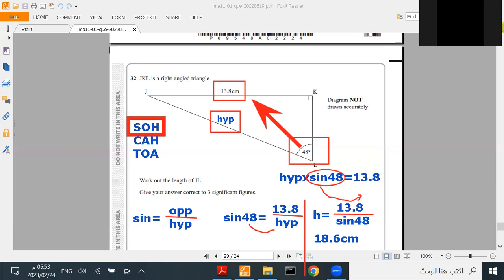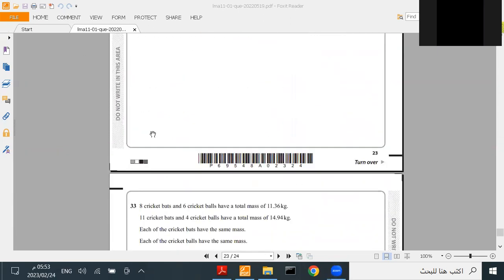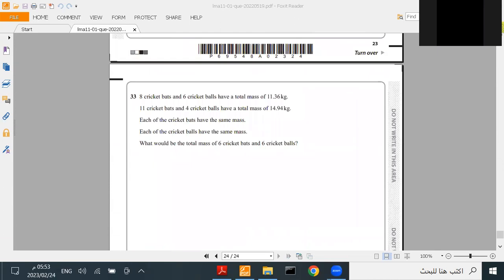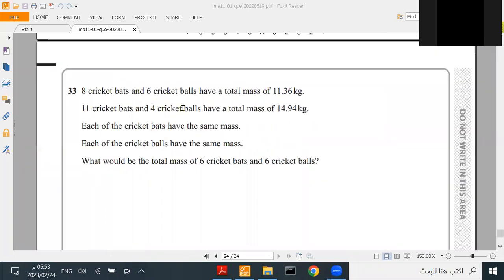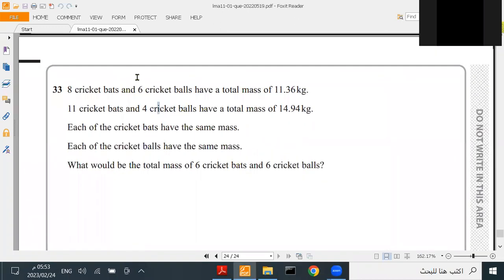Question 33. I think it's the last question here. Question 33 is the last one. It's a puzzle, so we have to focus here, okay? Now, question 33. Let's zoom in and read the question through. 8 cricket bats and 6 cricket balls have a total mass of 11.36 kilograms. So the two together are 11.36 kilograms.